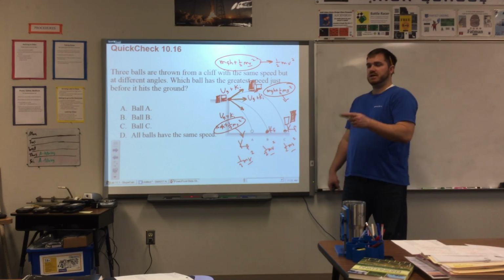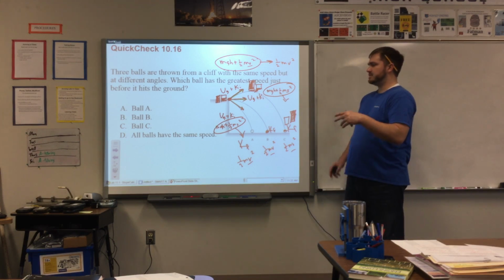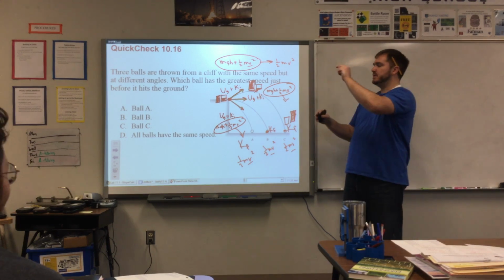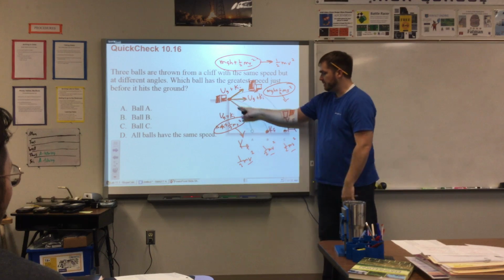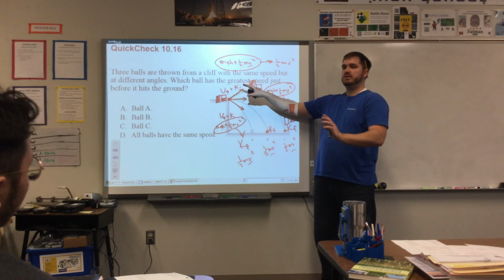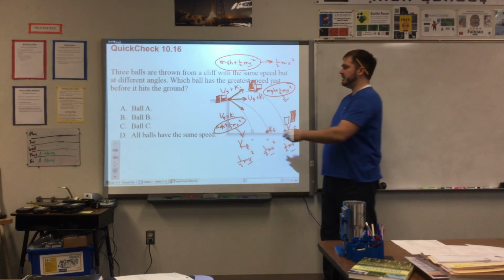These questions are designed to mess with your mind. Initially, your first thought is they're all the same because it's the same speed, but then you're like, oh, but wait, it's thrown at different angles. And you might think that a ball which is thrown downward might be traveling faster than a ball which is being thrown upward at the same velocity. However, think about it like this.